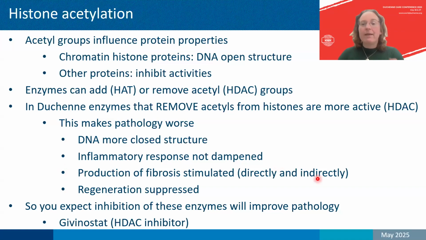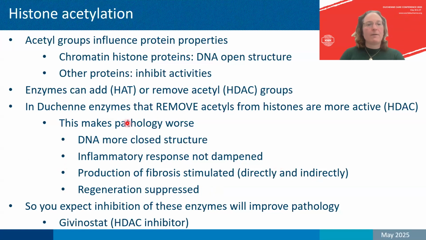So they make too much fibrotic tissue, they make too much connective tissue. And the enzymes that are involved in doing this should not be in the turbo mode, but because these HDACs are more active, they are in the turbo mode, which again leads to more fibrosis. And then regeneration is suppressed as well due to this.